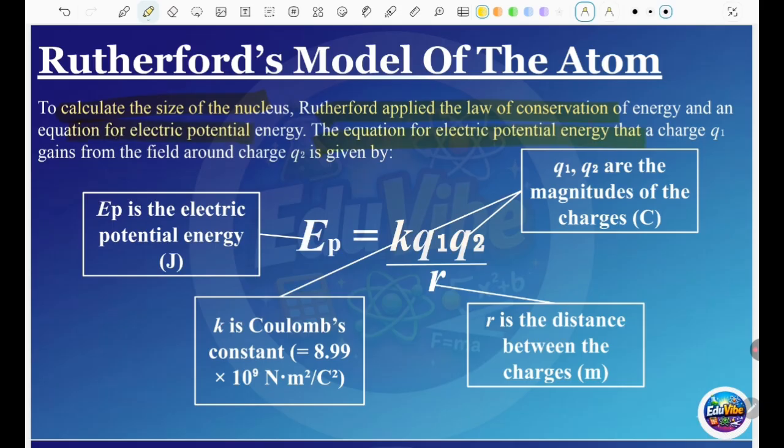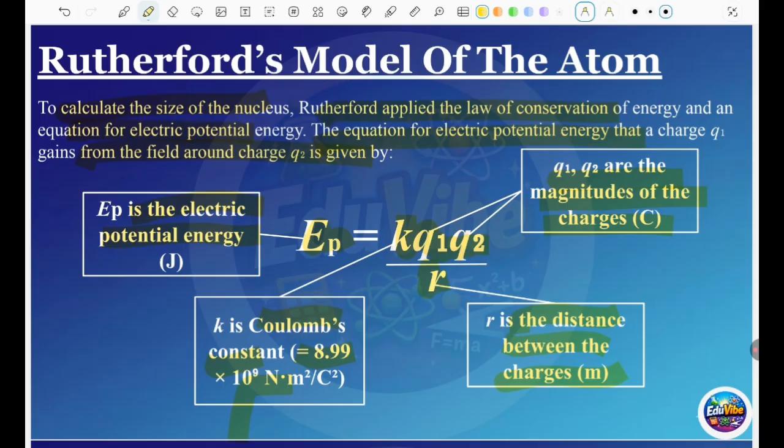The equation of the electric potential energy that a charge Q1 gains from the electric field around charge Q2 is given by this. So EP, which is the electric potential energy in joules, is equal to K times Q1 Q2 upon R. R is the distance between the charges in meters. Q1 and Q2 are the magnitudes of the charges in coulombs, and K is Coulomb's constant, 8.99 × 10⁹ newton meter squared per coulomb squared. So that's the formula for electric potential energy.